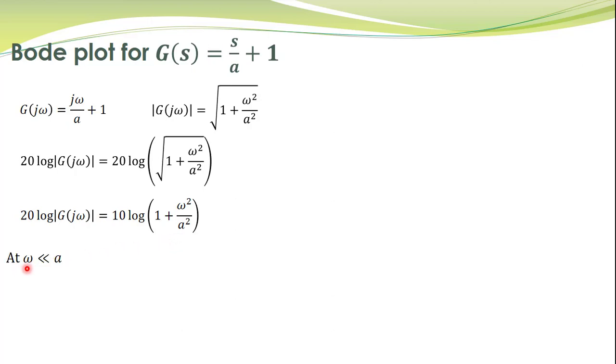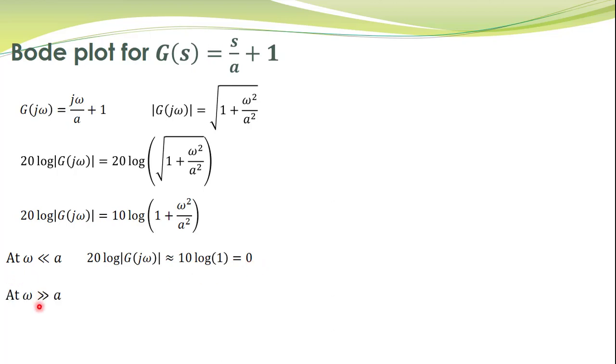When frequency omega is very small, what will be omega over a? Omega over a will be a small number, and its square will be further smaller. So if we want to have a rough sketch of the frequency response, we can ignore this term at lower frequencies. So at lower frequencies, the magnitude is nearly equal to 0 dBs.